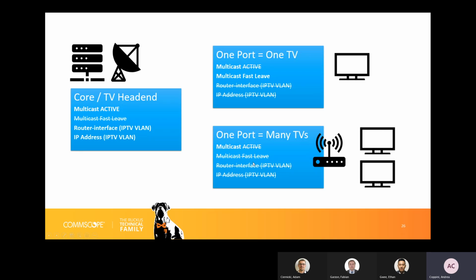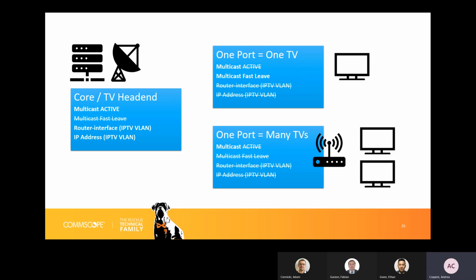So essentially, there are three types of configurations for IGMP. At your core, where a TV headend is configured, make sure you have multicast enabled, which is the IGMP querier. Use the router interface command and set an IP address on that interface, because the IGMP querier needs an IP configured on that VLAN. Make sure fast leave is not enabled on this switch and on this port, because fast leave is definitely not something you want configured on your core.